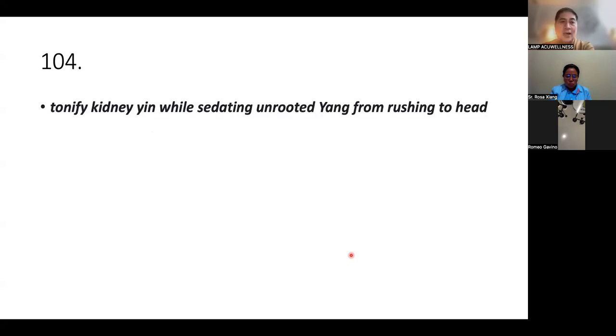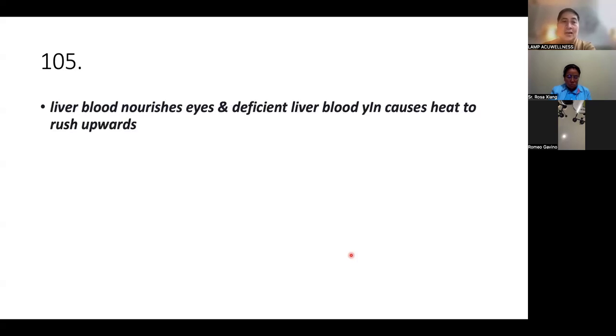Okay. Tonify kidney yin while sedating the unrooted yang rushing to the head. Kidney 3 and Bladder 58. Okay. Kidney yin deficiency. Liver blood nourishes the eyes, and deficient liver blood and yin cause the heat to rush upwards. Liver 3 and GB37. Okay. So Liver 3 and GB37.